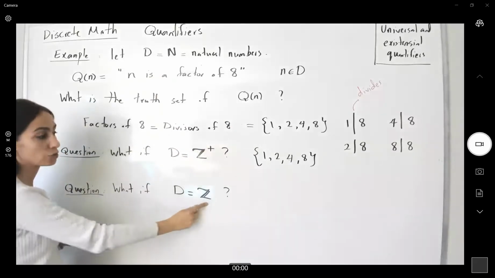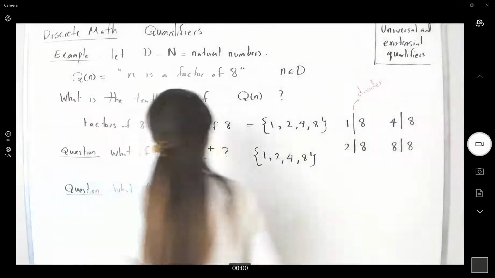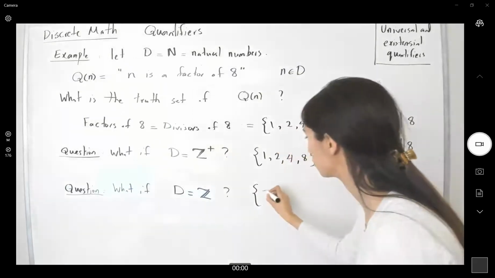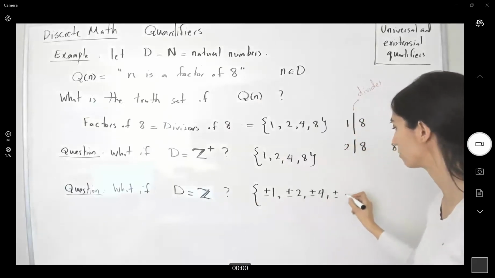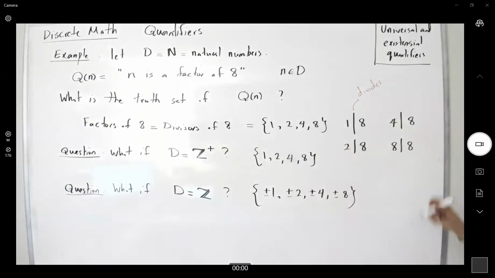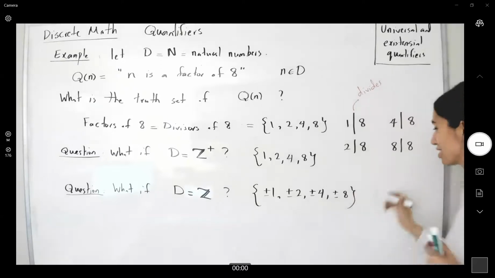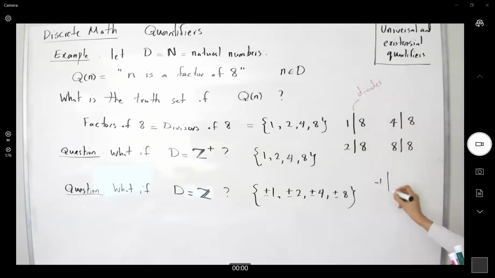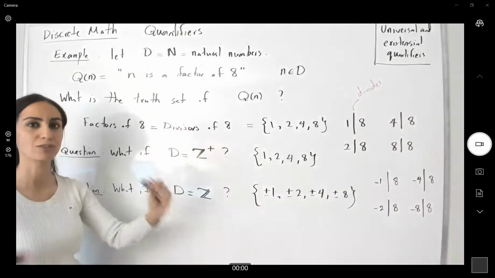But if I change the domain to Z, remember Z includes positive and negative numbers. So the truth set includes plus minus 1, plus minus 2, plus minus 4, and plus minus 8. Remember that both positive and negative numbers can be divisors or factors. Negative 1 divides 8, negative 2 divides 8, negative 4 divides 8, also negative 8 divides 8. So if we change the domain you have to be careful about the truth set.